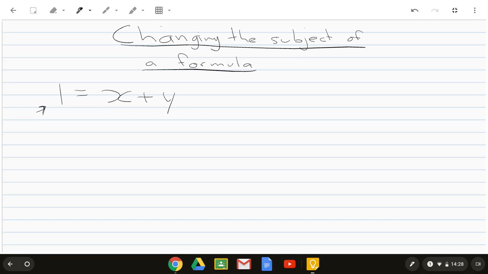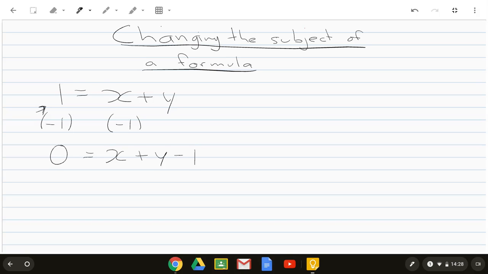get rid of that 1 from that side. So it's a plus 1, so I have to subtract 1 from both sides of my equation. When I subtract 1 from 1 on the left, I get the 0 that I want, and on the right, I have x plus y minus 1. And that's as easy as it is to get the 0 as the subject of my equation.